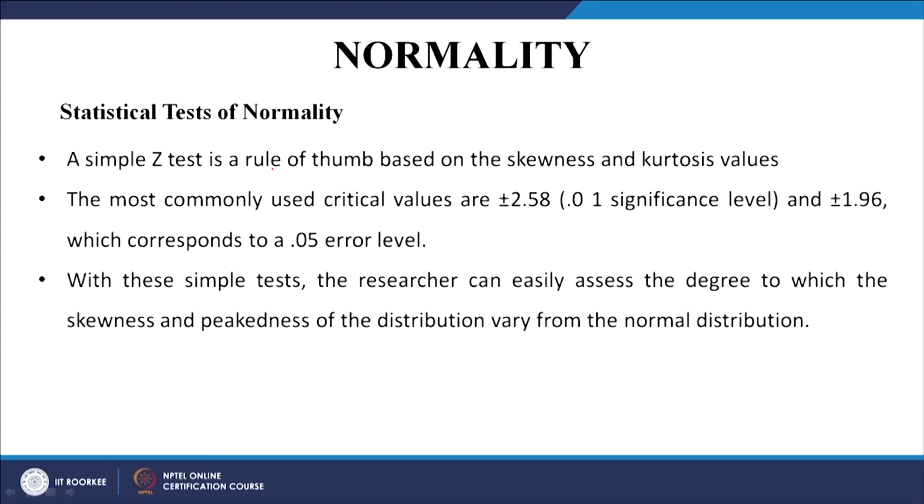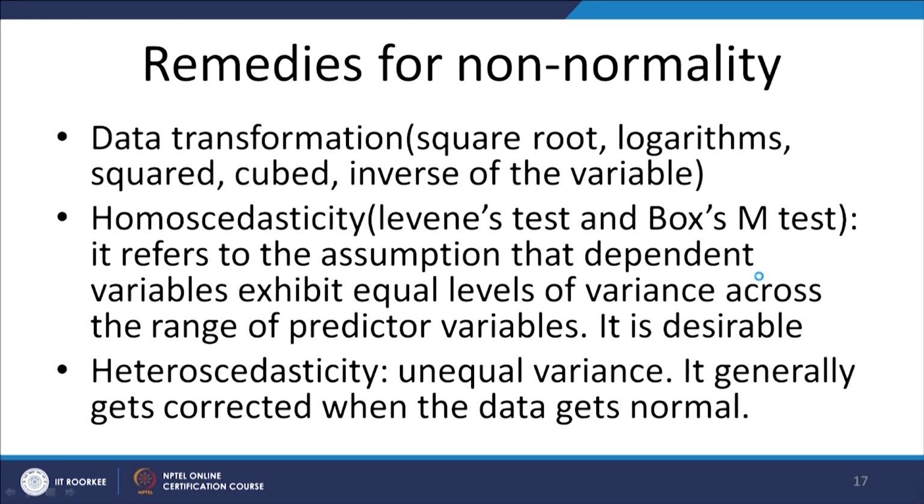So, statistical tests of normality. A simple Z test is a rule of thumb based on the skewness and kurtosis values. What it says is the most commonly used critical values are, at a 0.01 significance level, plus or minus 2.58, and for a 95% confidence level, or 0.05 significance level, plus or minus 1.96. With this simple test, the researcher can easily assess the degree to which the skewness and peakedness of the distribution vary from the normal.